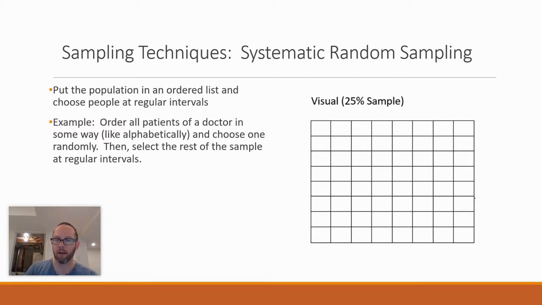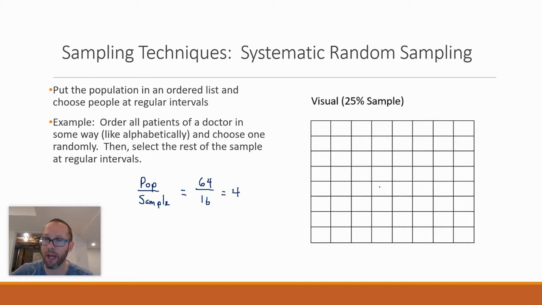So in our case, I'm selecting 16 people, and I have 64. To figure out what my sampling interval would be, I take the population divided by the sample. So I have 64 altogether. I'm sampling 16, and that's 4. So my sampling interval is 4.